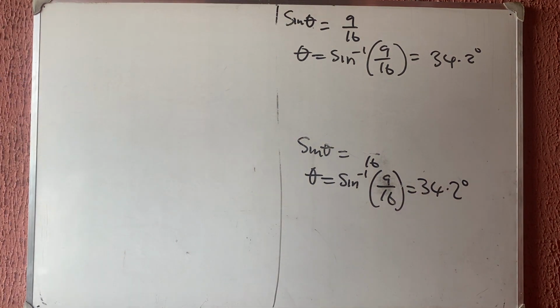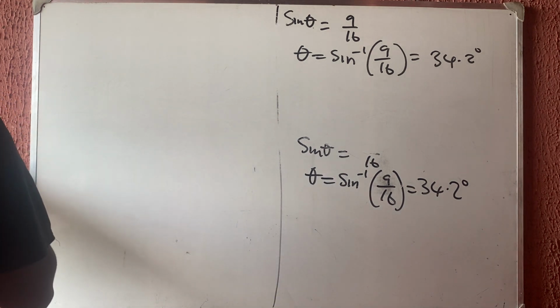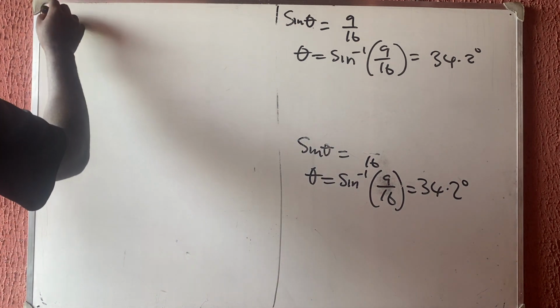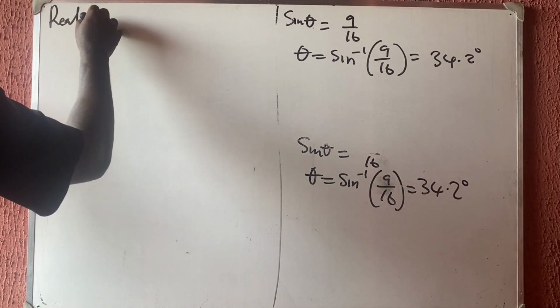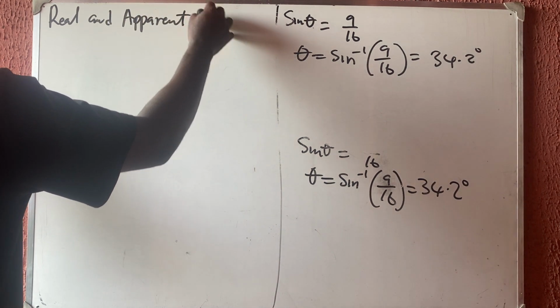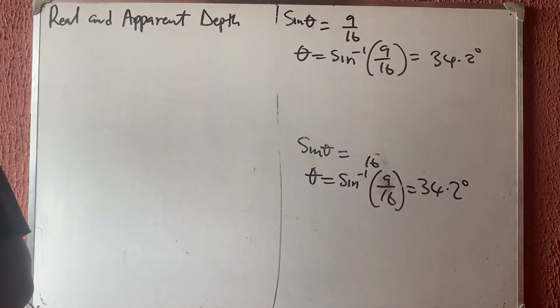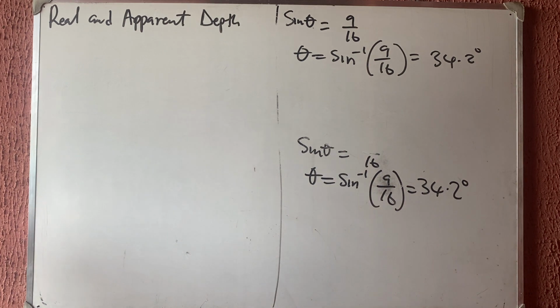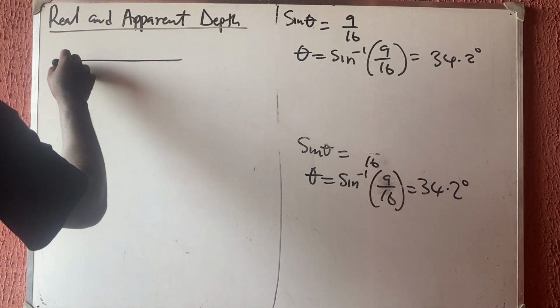We'll go to the next thing, which is, I think, the second to the last thing we're going to do here. The next thing we're going to talk about is the real and apparent depth. Let's have a glass of water like this.